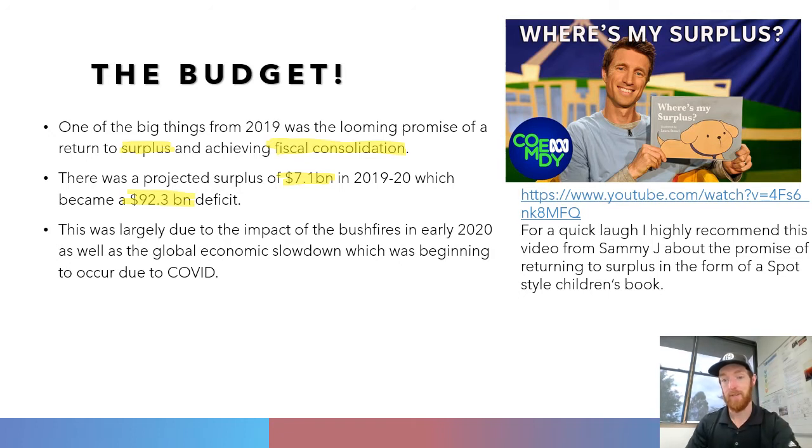As an aside, I saw this video the other day, which was released in March, but it's oddly really topical right now. I'll put a link in the description below. Sammy J, who's a comedian, made a video in March called Where's My Surplus, which is a picture book where a dog named Josh, who I assume is named after Josh Frydenberg, looked for the surplus and couldn't find it anywhere. Highly recommend watching if you want to see some funny economics content, which doesn't often exist.